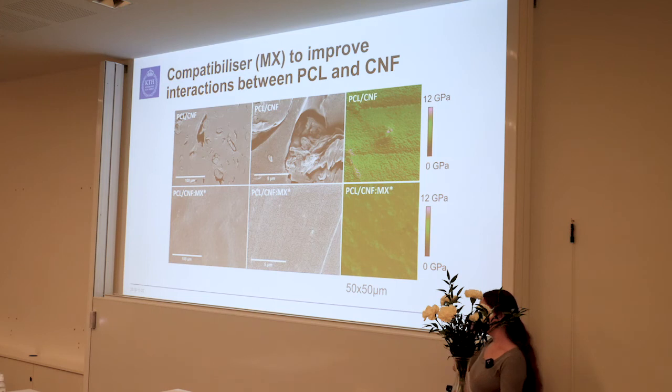In the AFM images, the overlay, or the color, reflects the modulus over the surface again. And again, we have a much more homogeneous modulus in the composite material, whereas we see spikes of a much higher modulus in the reference sample, which we believe then to reflect places where we have CNF aggregates.